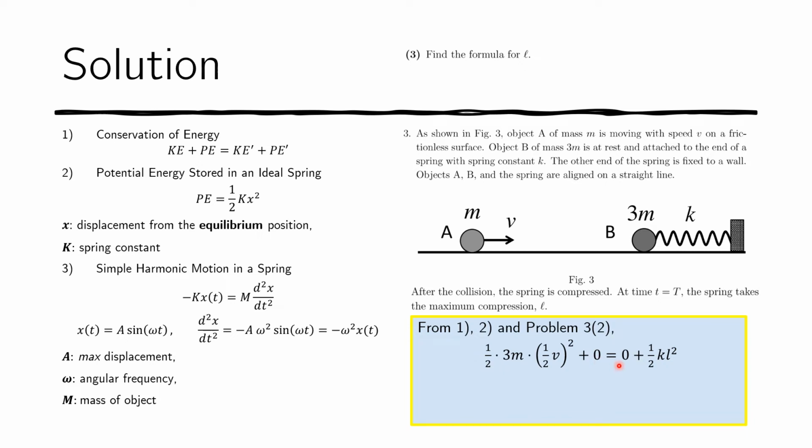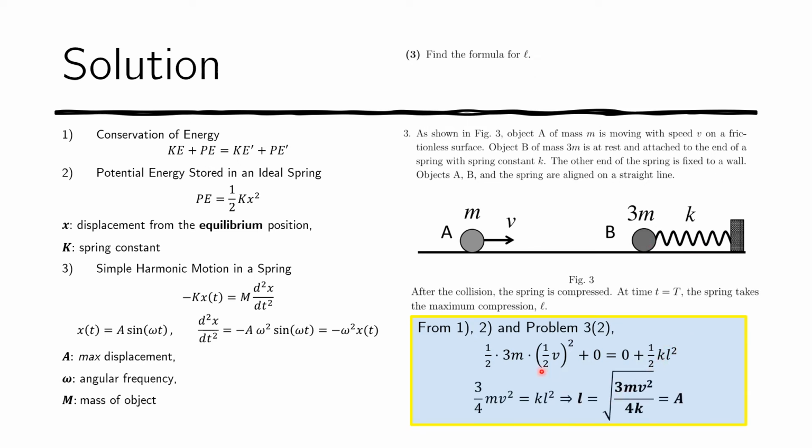Now, at the state of maximum compression, we said that the object actually stops for a moment, and so the speed is zero, and the kinetic energy is therefore zero, but the potential energy due to the spring is maximum. So it is 1/2 times the spring constant k times the displacement from the equilibrium position, and that displacement is just L because L is the maximum compression, and we're talking about that time now. And so we have L squared here.